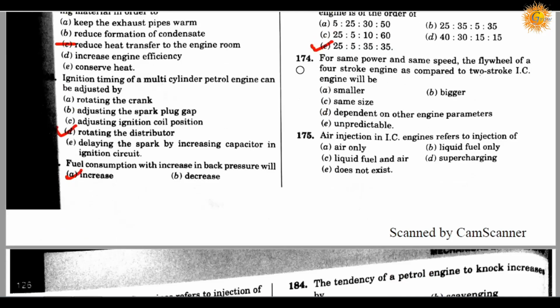Question number 174. For the same power and same speed, the flywheel of a 4-stroke engine as compared to a 2-stroke IC engine will be: option A, smaller; option B, bigger; option C, same size; option D, dependent on other engine parameters; option E, unpredictable. So the correct answer is B, it's bigger.